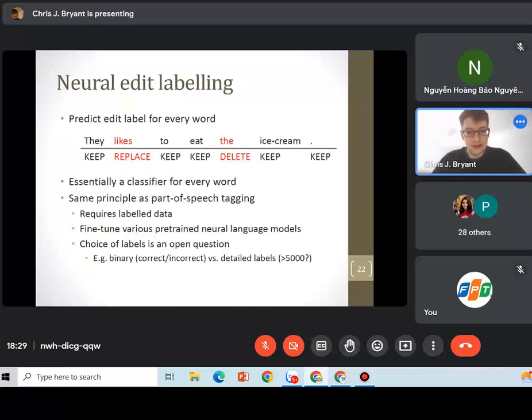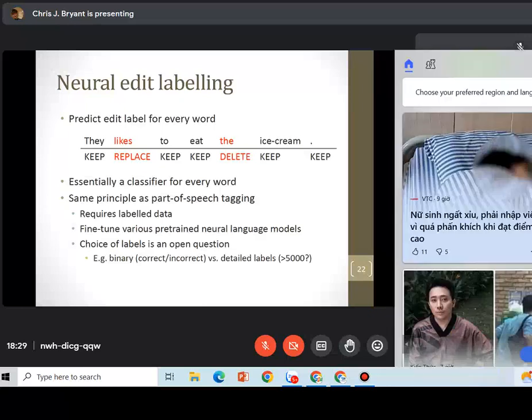So the next one is neural edit labeling. This effectively operates on the principle that we predict an edit label for every word. So if we have the sentence, "they likes to eat the ice cream," you could predict keep for words you want to keep, replace for a word you want to change, delete for words you want to get rid of, and also insert if you wanted to insert a new word. And effectively, this is a classifier for every word.